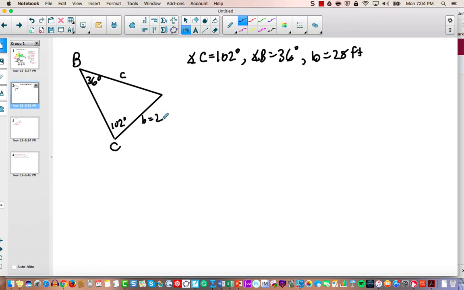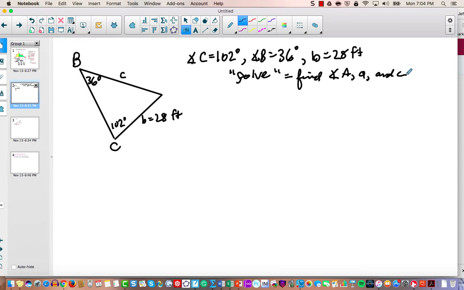I'll do it this way. This is 28 feet right here. So what do we want to do here? We want to solve this triangle, which means we want to find all the missing parts. Solve. Find angle A, little a, and little c. That's what I want to do here.